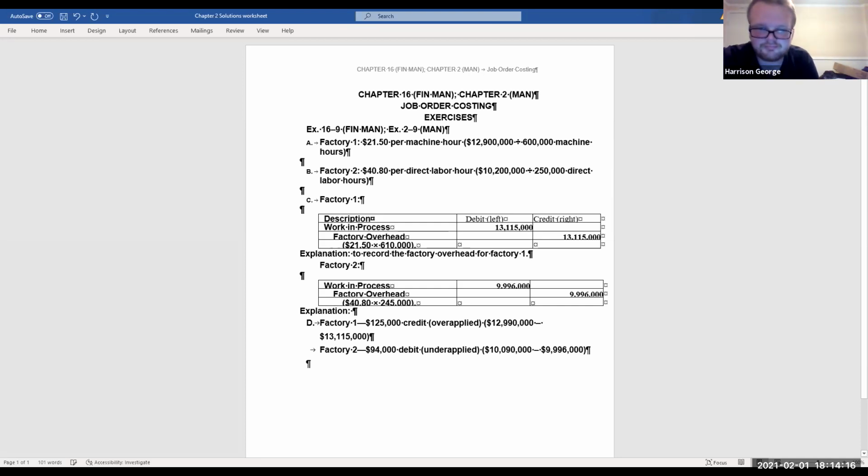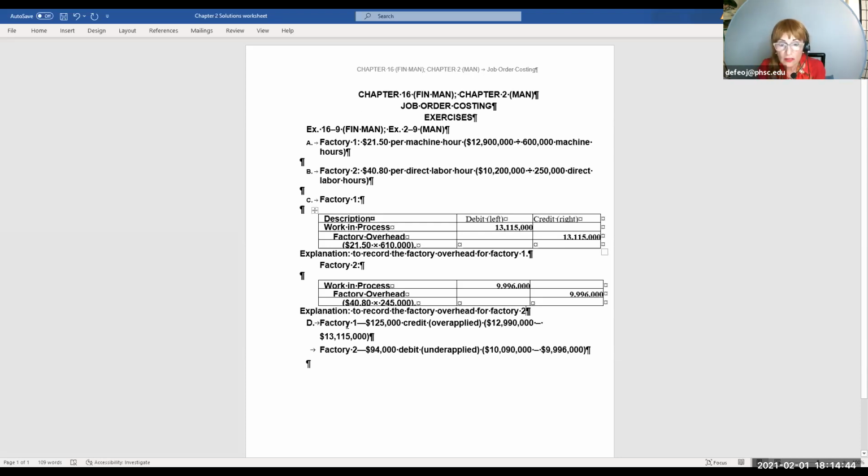What do you think the explanation is for the second one? To record what? It's going to be what it's telling you to do. To record the factory overhead for which factory? Factory 2. Very good. So next, journalize the entries to apply factory overhead to production in each factory for March.